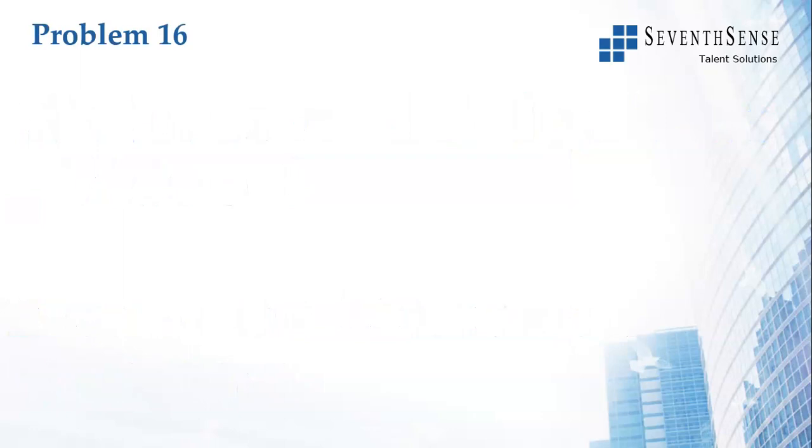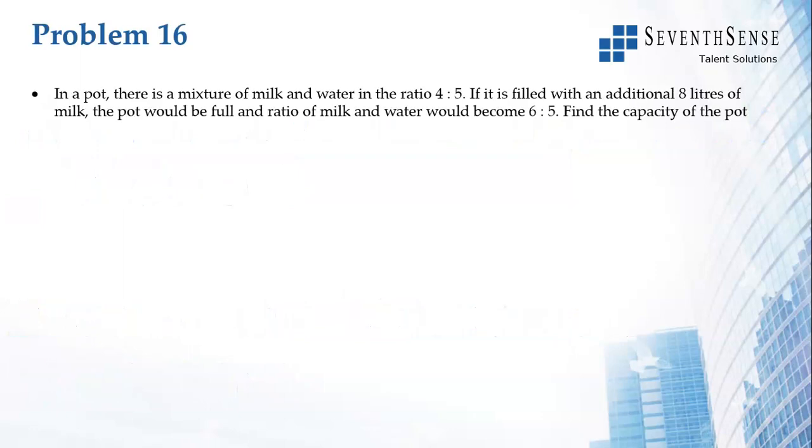Okay, so problem 16. In a pot, there is a mixture of milk and water in the ratio 4:5. If it is filled with an additional 8 liters of milk, the pot would be full. And then once the pot is full, the ratio of milk and water would become 6:5. Find the capacity of the pot.